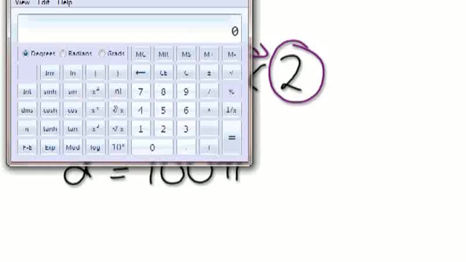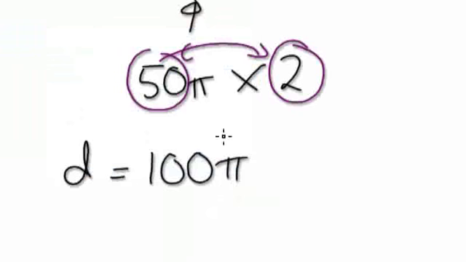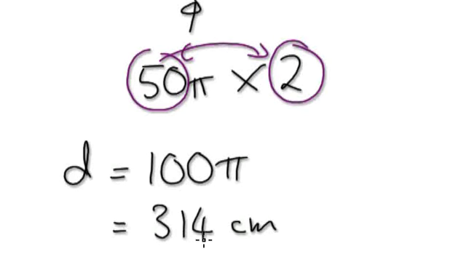If you want to know what that is, just get a calculator and punch in 100 times pi, which equals roughly 314. And remember, we're working in centimeters, so it would be about 3 meters 14 centimeters. So it will be 314 centimeters.